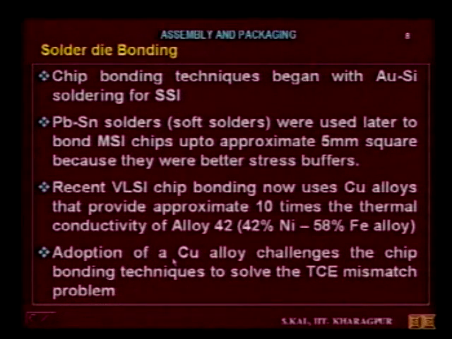Adoption of a copper alloy challenges the chip bonding technique to solve the TC mismatch problem. That means copper alloy also puts challenges to the chip bonding techniques to solve the TC mismatch problem.